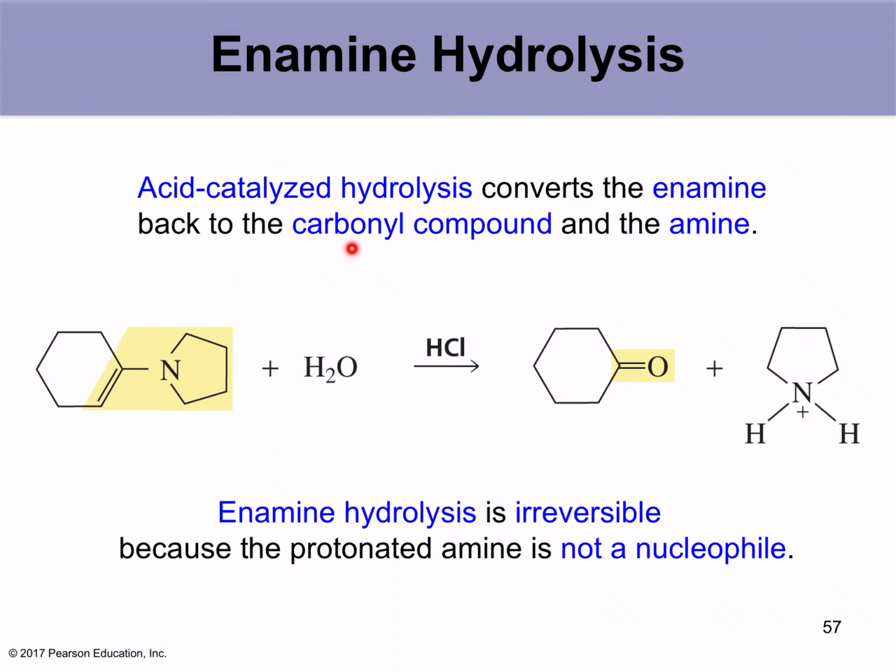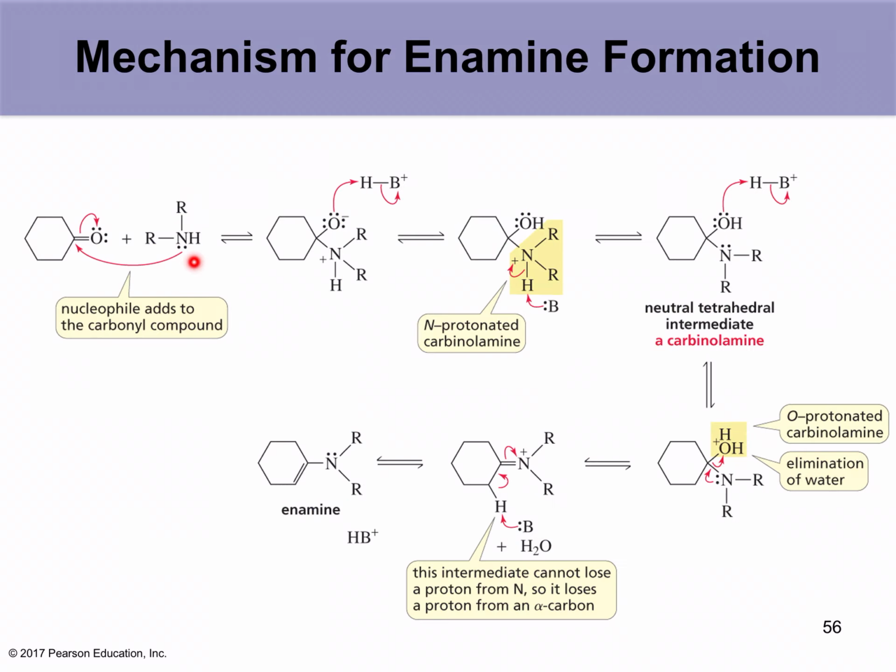Acid catalyzed hydrolysis converts the enamine back to the carbonyl compound and the amine. So the nitrogen carbon bond will break here. It will get back its carbonyl group and then the secondary amine. And in this process, nitrogen will end up having a hydrogen on it because now it lost the 2 lone pairs to form a bond with the hydrogen. It's no longer basic, so it cannot go back to the formation of enamine. It's an irreversible reaction. Okay, protonated amine is not a nucleophile, so we have to start with an open nucleophile like this.